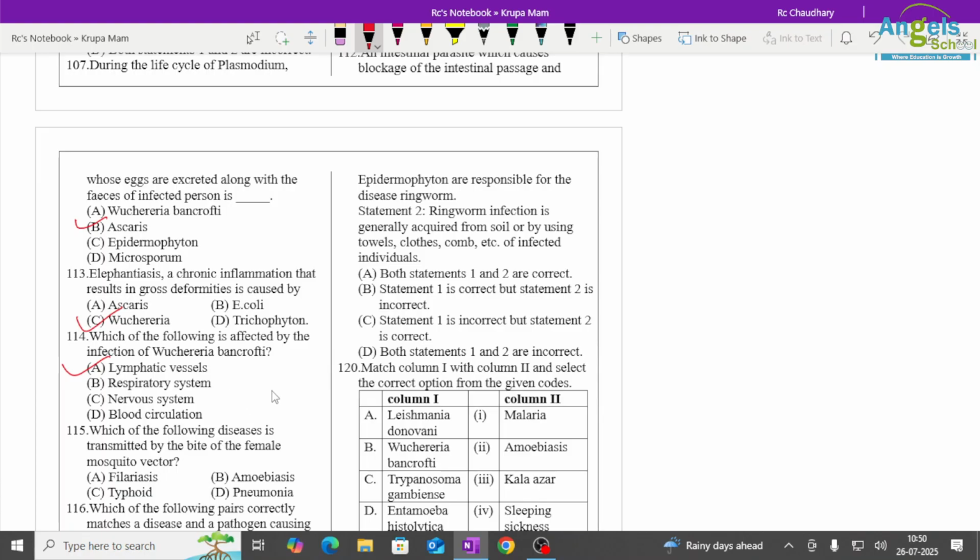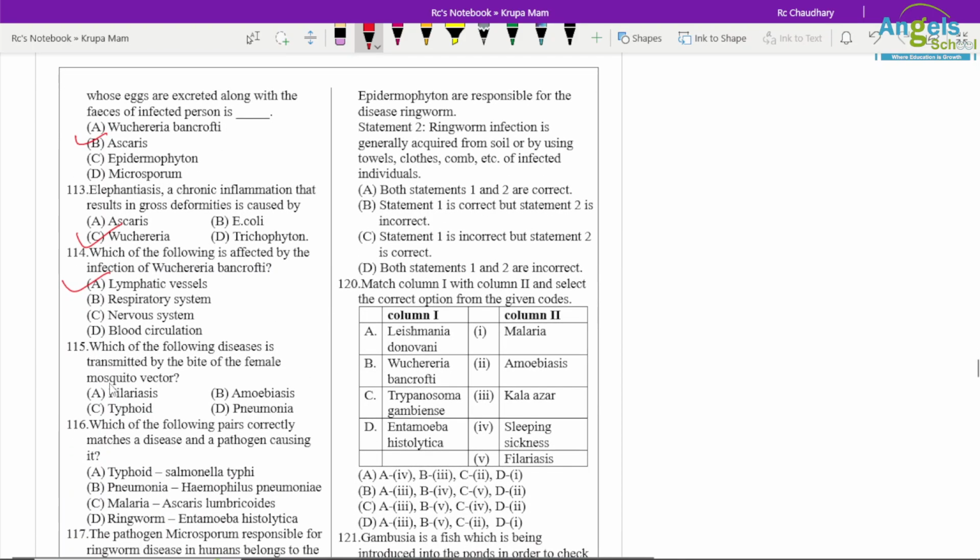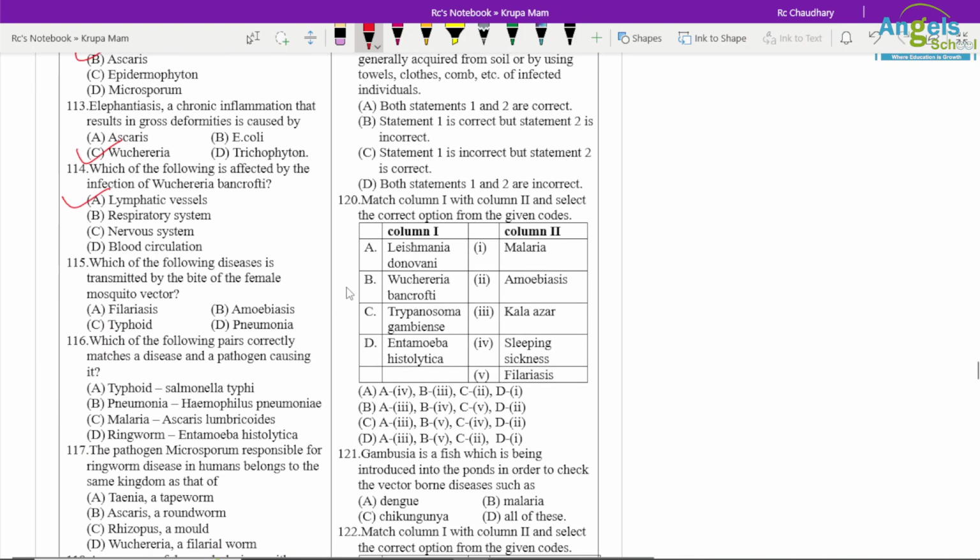Which of the following is transmitted by bite of female mosquito vector? So filariasis is transmitted. Which of the following pairs is incorrectly matched? Is correctly matched? So typhoid and Salmonella typhi.